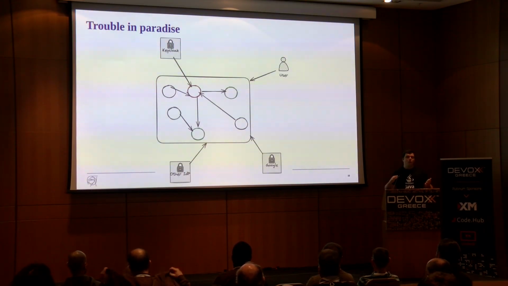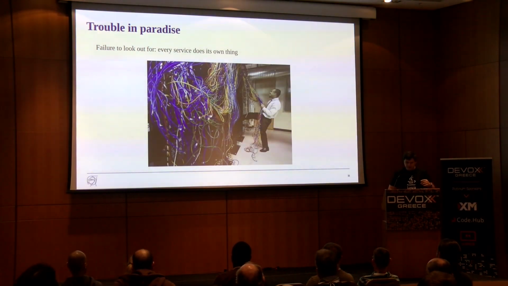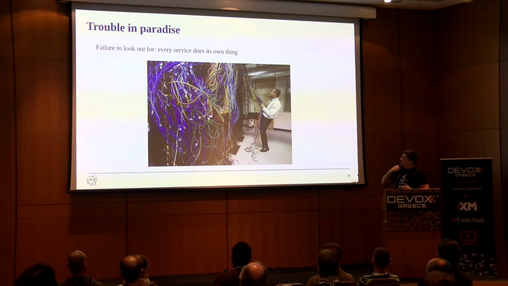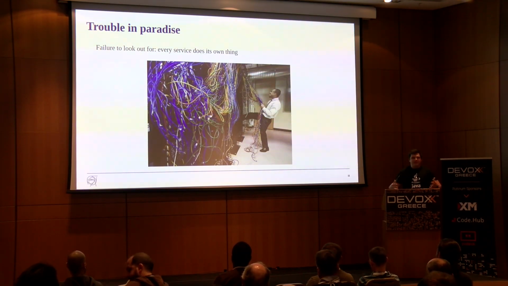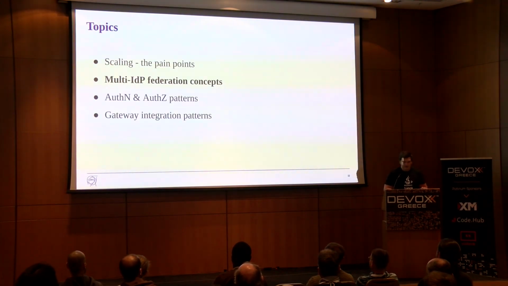You don't know who has the authority to do what. It gets very messy, right? Especially when you build a large system. And one thing that you should look out for is to check if every service in your company or whatever does its own thing, right? Because if it does its own thing, then maybe you should step back and look at the whole picture to actually understand what's going on there, right? Because otherwise, you end up like this IT guy from the stock photo, right?